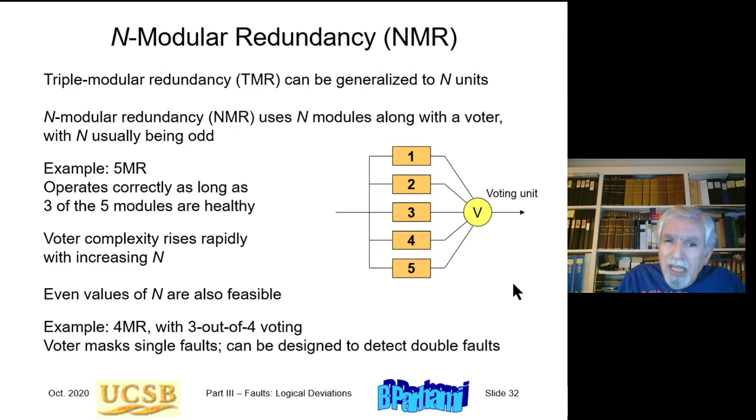And n does not have to be odd because you can have n equal to 4 and then you expect 3 units to agree. So 4 modular redundancy can mask 1 fault. But it can also detect 2 faults. In other words, if you have 4 modular redundancy and these 2 produce 1s and these 2 produce 0s, you can detect that. So 4 modular redundancy is capable of masking 1 fault, but it's also capable of detecting 2 faults. So typically n is odd, but it doesn't have to be odd.